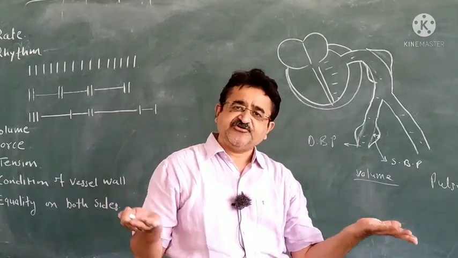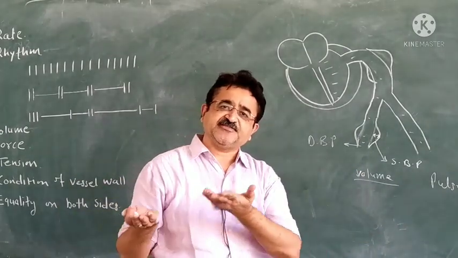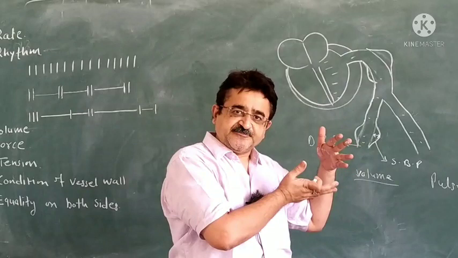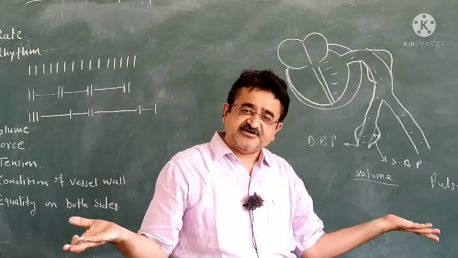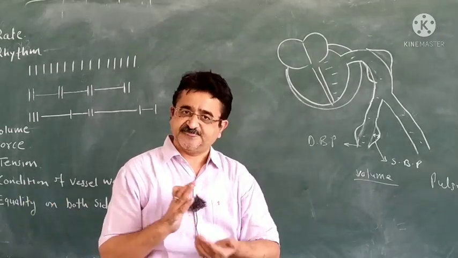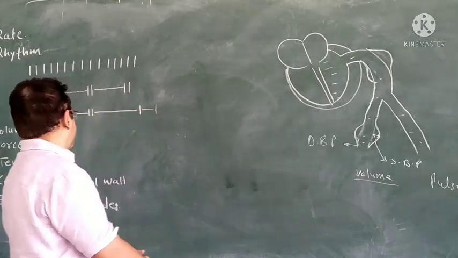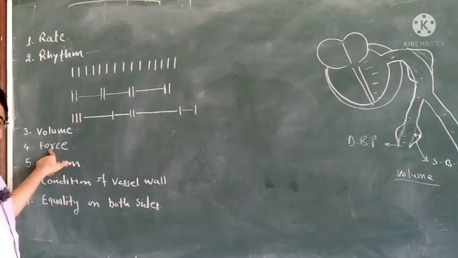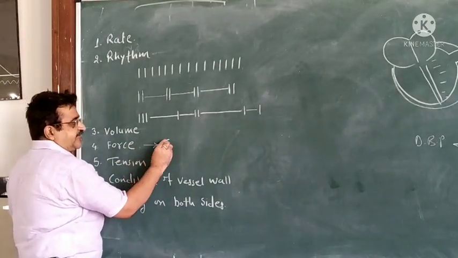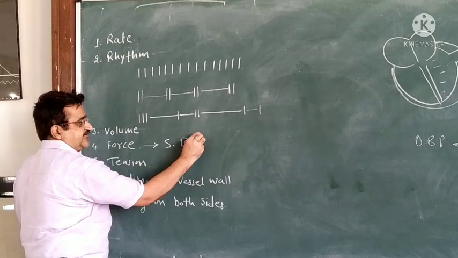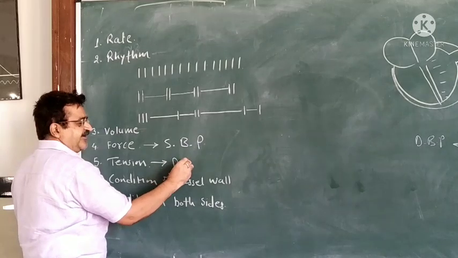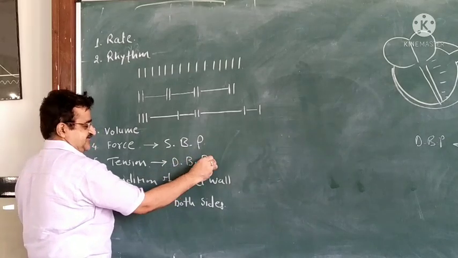Normally, with a blood pressure of 120 by 80 millimeters of mercury, we record that the volume is moderate. But if there is an increase in the systolic blood pressure, then the pulse pressure will increase, and we label that the person may have raised systolic blood pressure. Then force gives a rough idea about the systolic blood pressure, and tension gives a rough idea about the diastolic blood pressure.